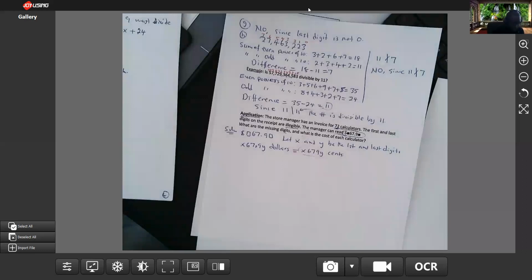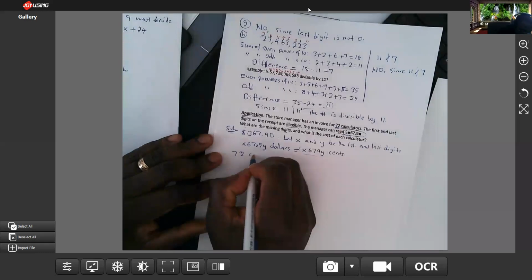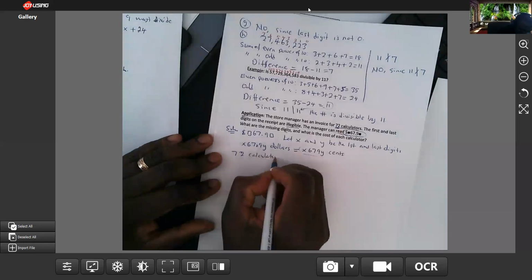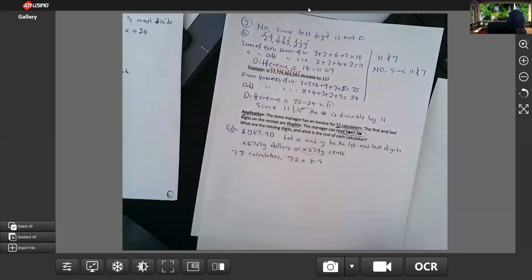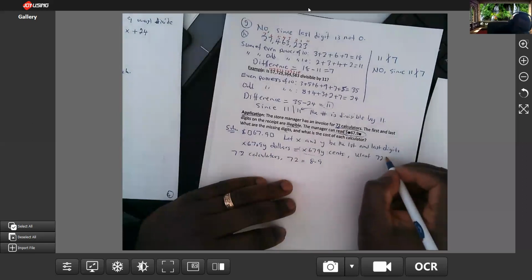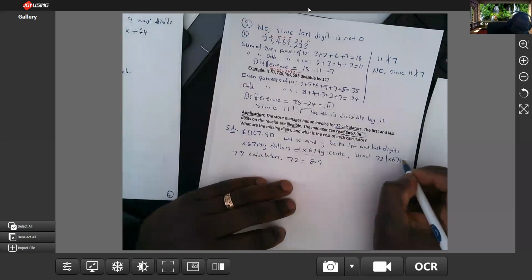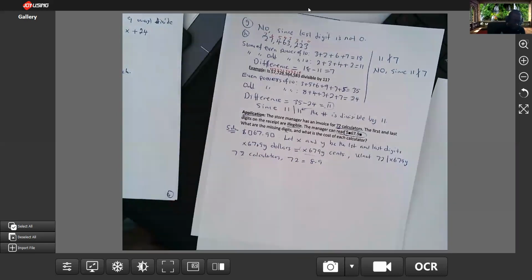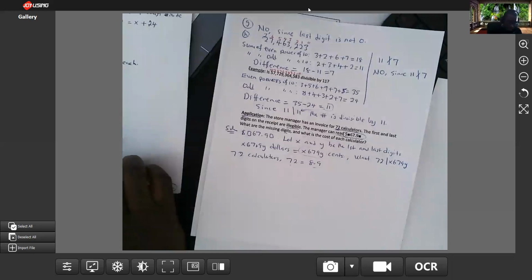Now since we have 72 calculators, we got 72 calculators. Now 72 is equal to 8 times 9. So our problem is to find whether 72 divides X679Y. Since we have 72 calculators, we'll write 72 as a product of two numbers, 8 and 9.